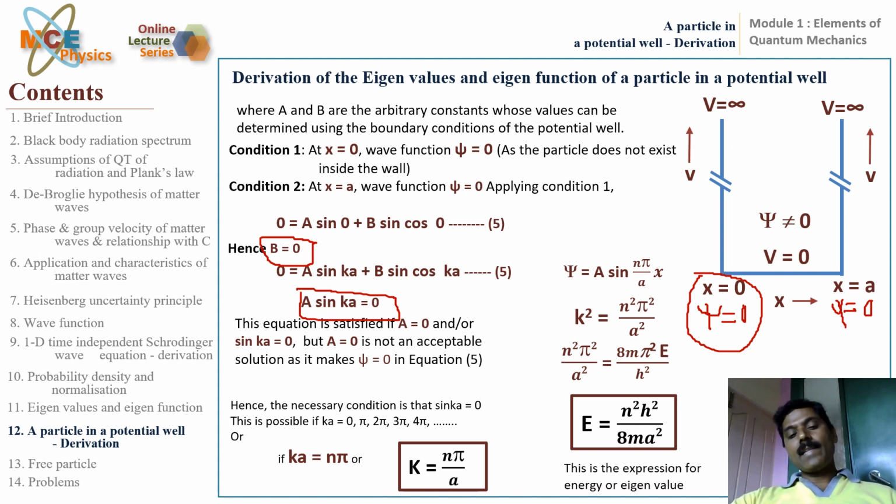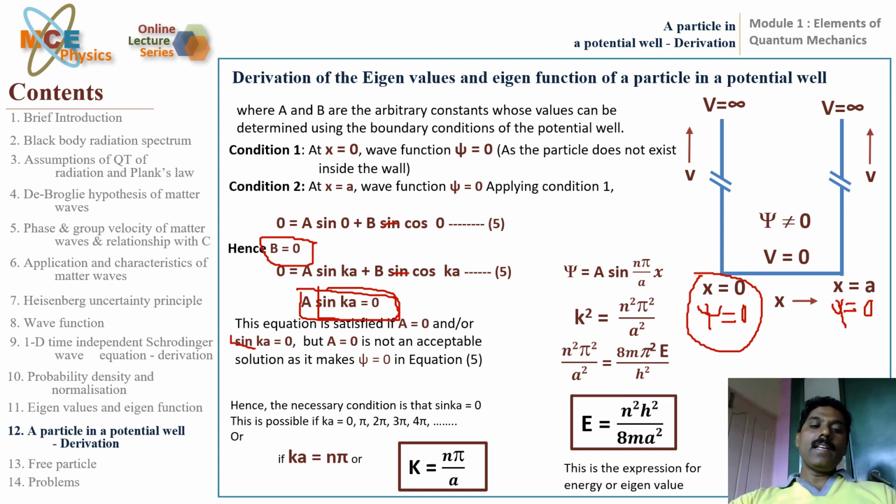Here, in order to satisfy this equation, either a must be taken as 0 or sin ka must be 0, but a equal to 0 is not an acceptable solution because b is already made 0. If both a and b are zeros in the expression for the solution, psi is equal to a sin kx plus b cos kx, what happens? The wave function becomes 0 for all values of x, which is practically not possible. Therefore, sin ka is equal to 0 is the possible and necessary condition.